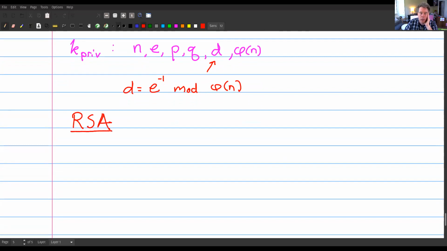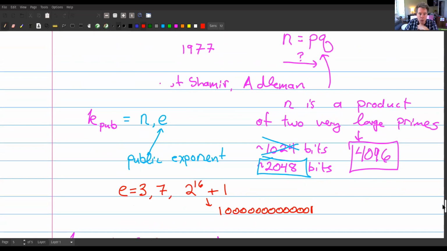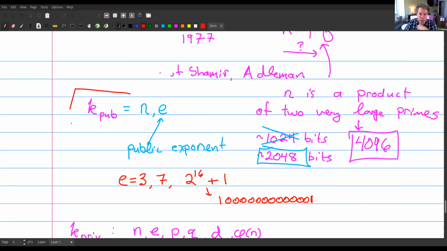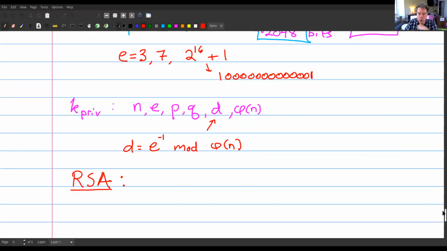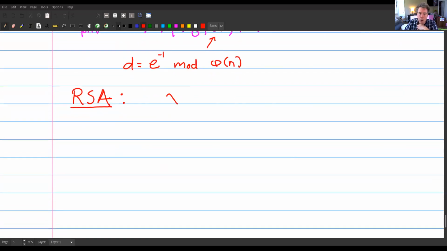Okay. Remember the basic idea with public key cryptography is anybody can encrypt, but only the person who knows the private key can decrypt. That means you must be able to encrypt using just the public key. So let's pick a message. X will be a message. A message is just anything in the set Zn with no star on it.